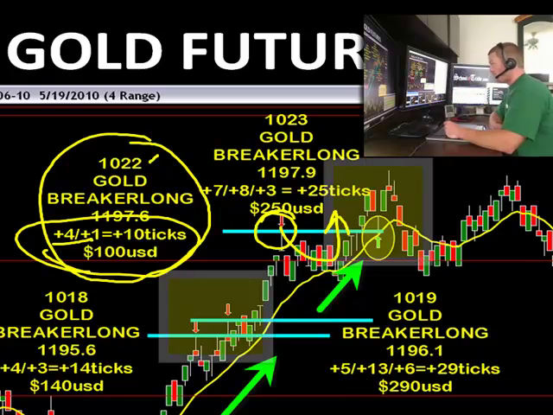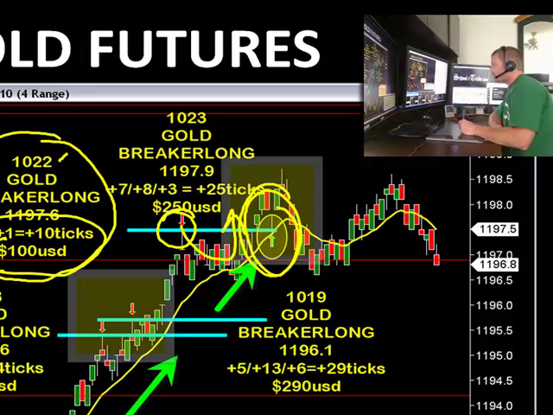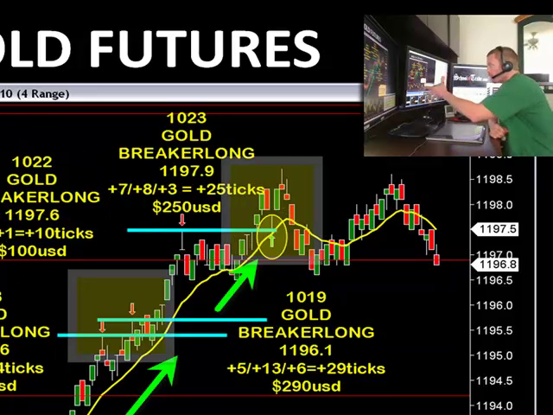Now, you may call this a wave pattern right here. Call it a wave, call it a breaker, call it a re-entry, whatever you want to call it, guys. But I saw more big buyers.